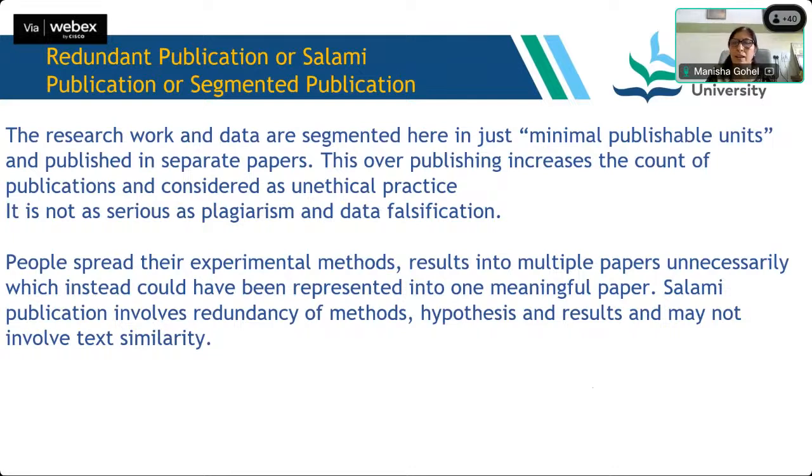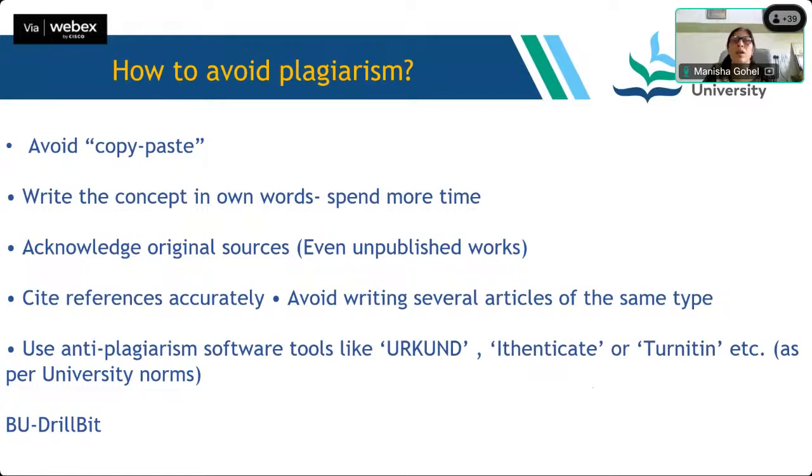So this is salami publication. When one research is published as multiple papers, it means only one research study was done, but you cut down your results into small sections and publish many articles. That is known as salami publication. That is also unethical. So how to avoid plagiarism?